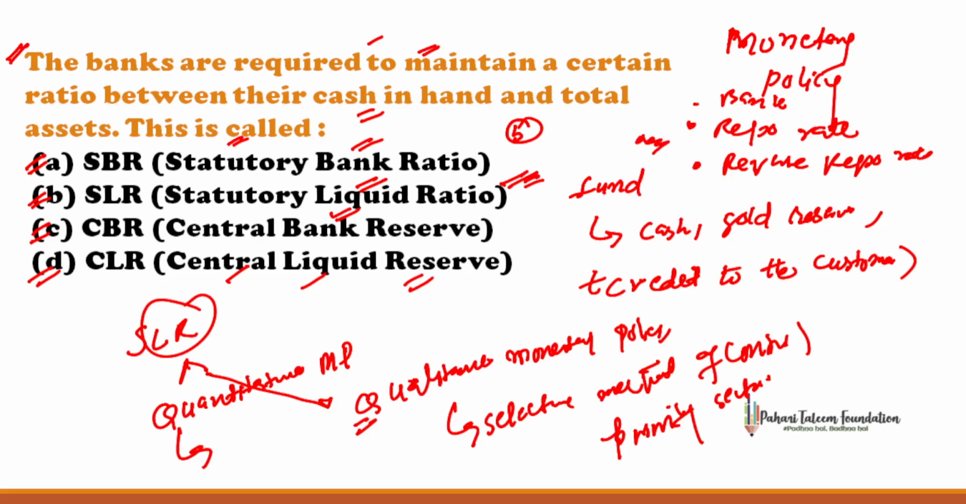So the answer for this question, the bank that is required to maintain a certain ratio between the cash in hand and the total asset, is called the statutory liquid ratio.